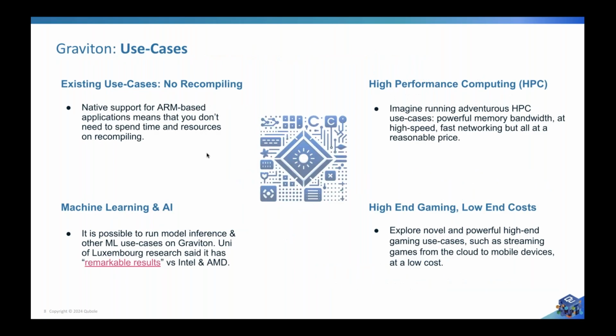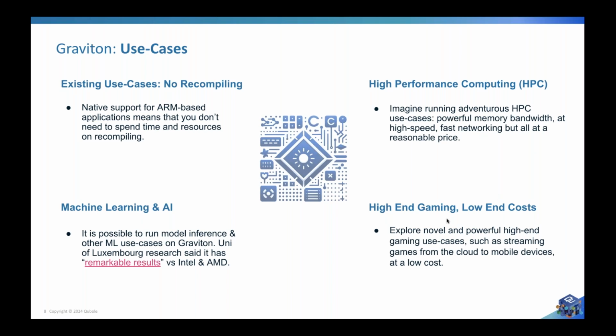Now, what are the use cases? Rather than use cases, how do you use it? First of them is no recompiling. As we said, we have done all the heavy lifting, and you don't need to spend time or resources to make sure that you start using Graviton from day one. That's one. High performance computing: the advantage that you get is that it is priced pretty much at the same levels as Intel and other AMD processors, so you don't have to rely on others unless the software is not supported. But you can use Graviton for any high performance computing.